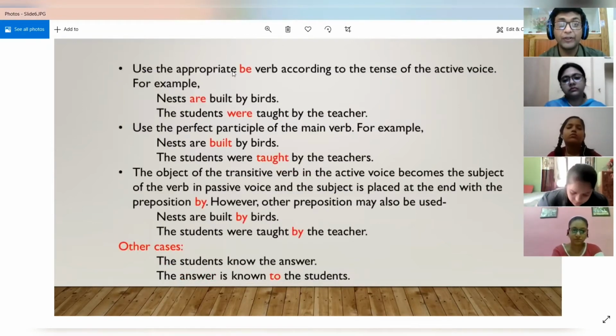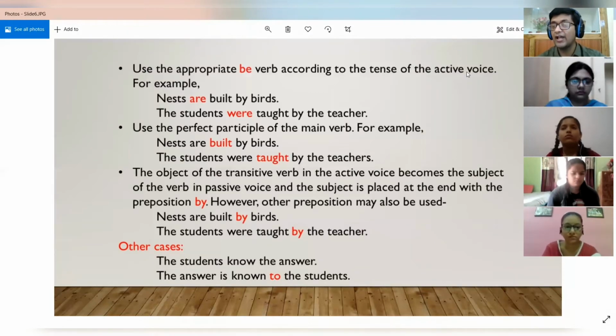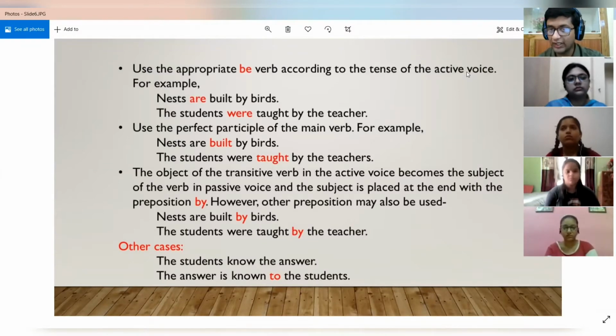Use the appropriate be verb according to the sentence of the active voice. So be verb is basically an auxiliary verb. Auxiliary verbs are helping verbs. So what are the forms that be verbs take? It is, are, were, has, have. All these forms are taken by the be verb, right?